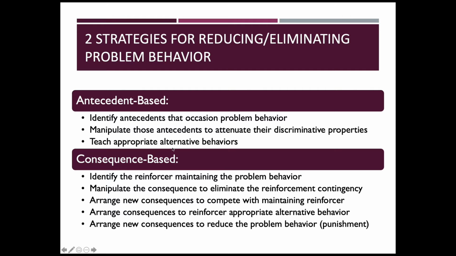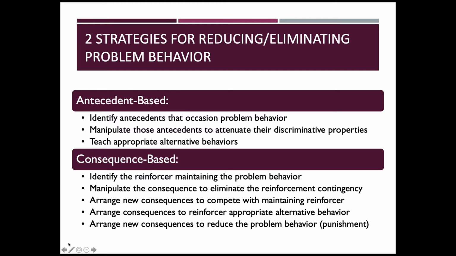Next week, we will talk about consequence-based strategies for reducing problematic behavior. Those are going to entail identifying the reinforcer maintaining the problem behavior, which a functional analysis does, and manipulating those consequences to eliminate the reinforcement contingency. We could arrange new consequences to compete with the reinforcer that maintains the problem behavior, or we could arrange consequences for appropriate alternative behavior. And then, of course, we could arrange other consequences to reduce the problem behavior, and that would be in the form of punishment. We're not going to talk about that just yet, but we will before the end of the semester.